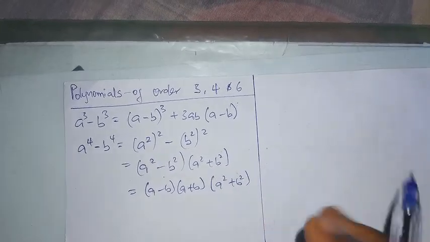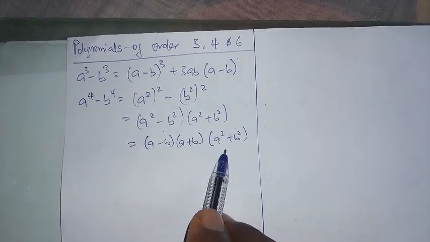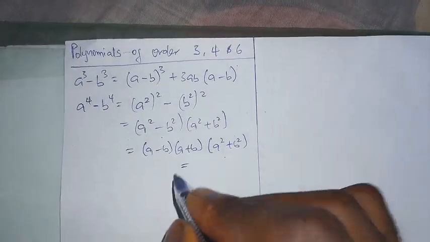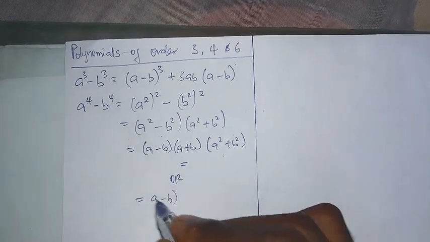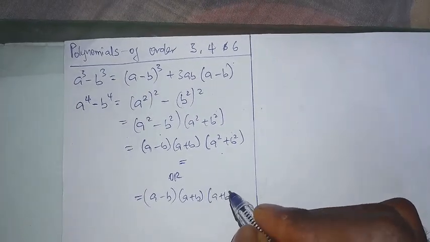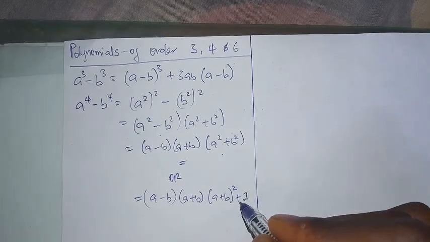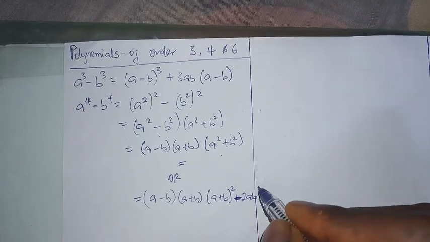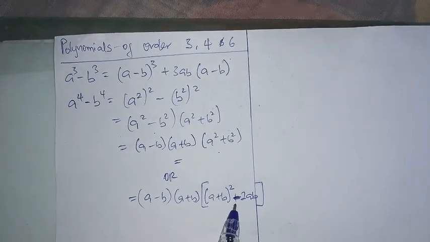Now, you can stop here or you can expand again or factorize this one, in terms of a raised power 2 plus b raised power 2. Now, I can stop here or I can say it's the same thing as a minus b, a plus b, and this is a plus b all raised power 2, then minus 2ab. Is this plus? No, this is minus 2ab. So then I'll put a bigger bracket, because this is for this.